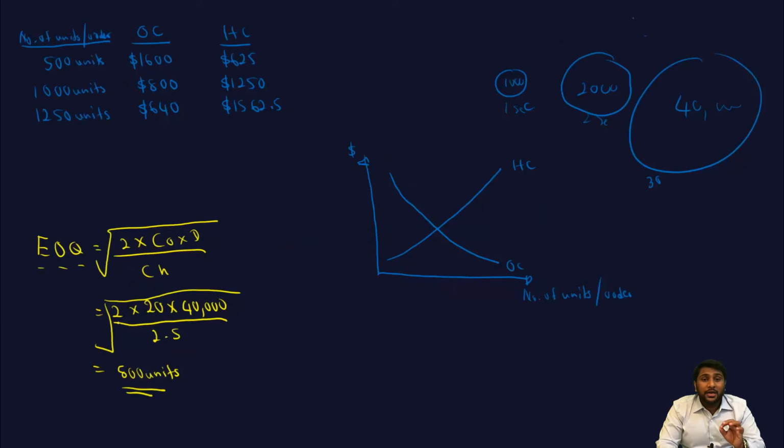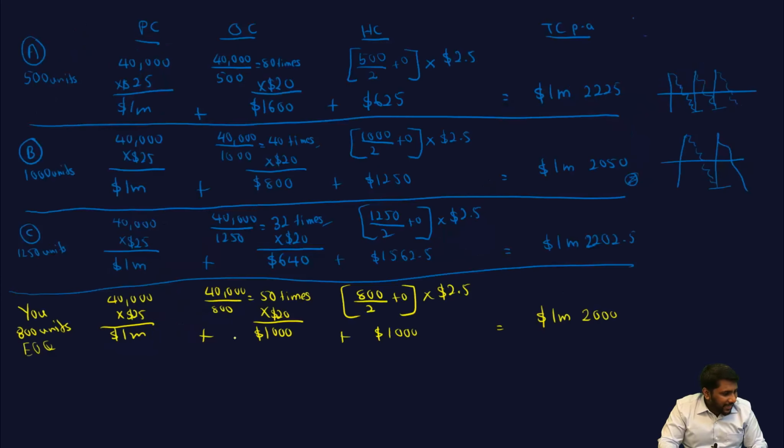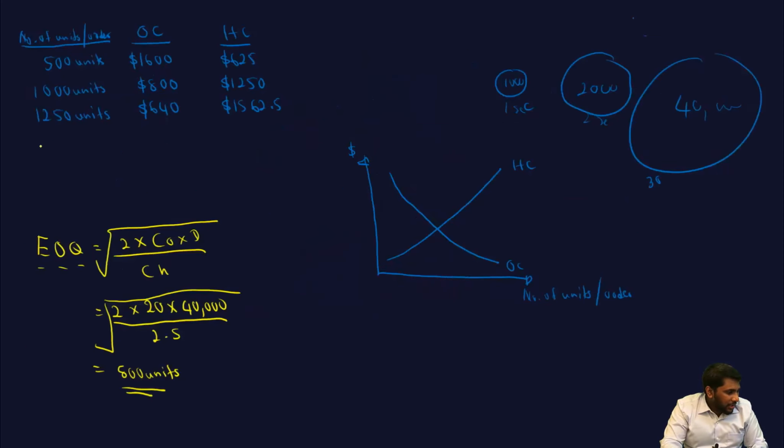So how did you calculate this best number of units to order? Economic order quantity, using the EOQ formula. Now here see what you have to understand. At EOQ, your ordering cost is 1,000 and your holding cost is also 1,000. Your EOQ is 800 units.